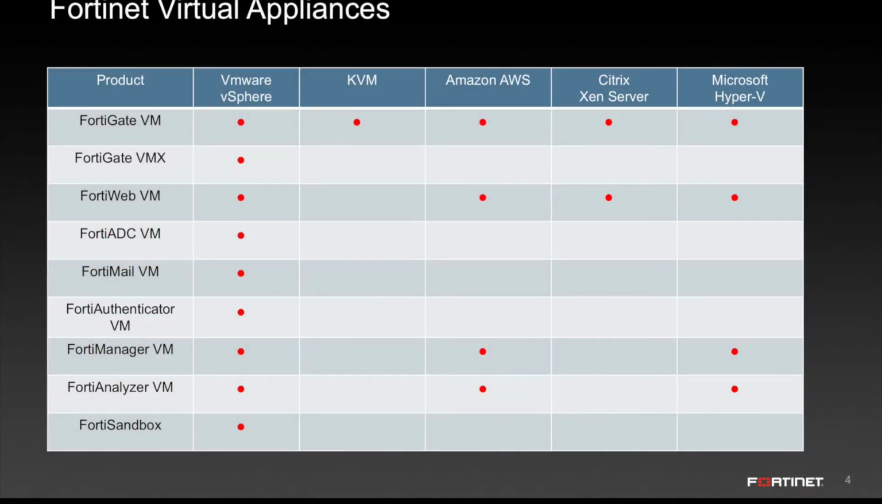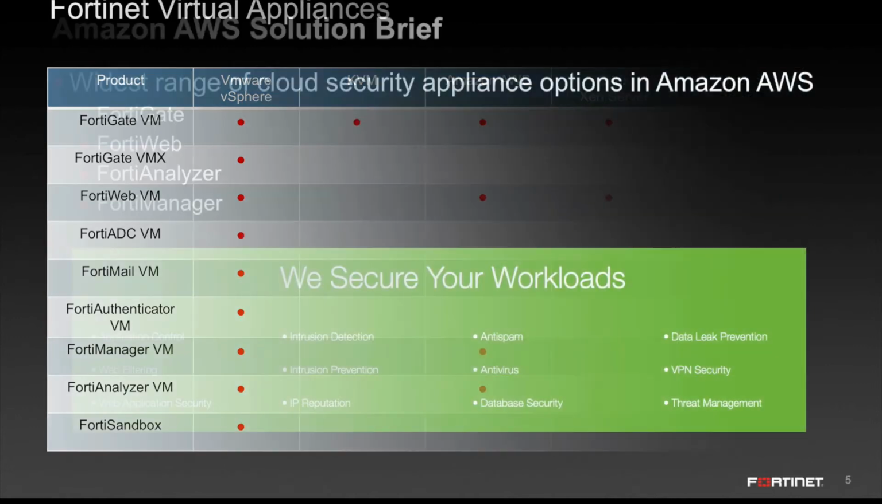If you're looking at the Fortinet virtual appliances, from the product aspect, if we're looking at the VMware component, it is the FortiGate VMX, the FortiWeb, the FortiADC, the FortiMail, the Authenticator, the Manager, the Analyzer, and also the Sandbox. With the focus purely on AWS for the purpose of this presentation, we're going to focus on the FortiGate, the FortiWeb, the FortiManager, and the FortiAnalyzer. Also, the purpose of this presentation is not to show you how the components work, but more how you can integrate them into the AWS environment. If you want more information on how to work on a specific product, please let us know and we can definitely give you more information around that.